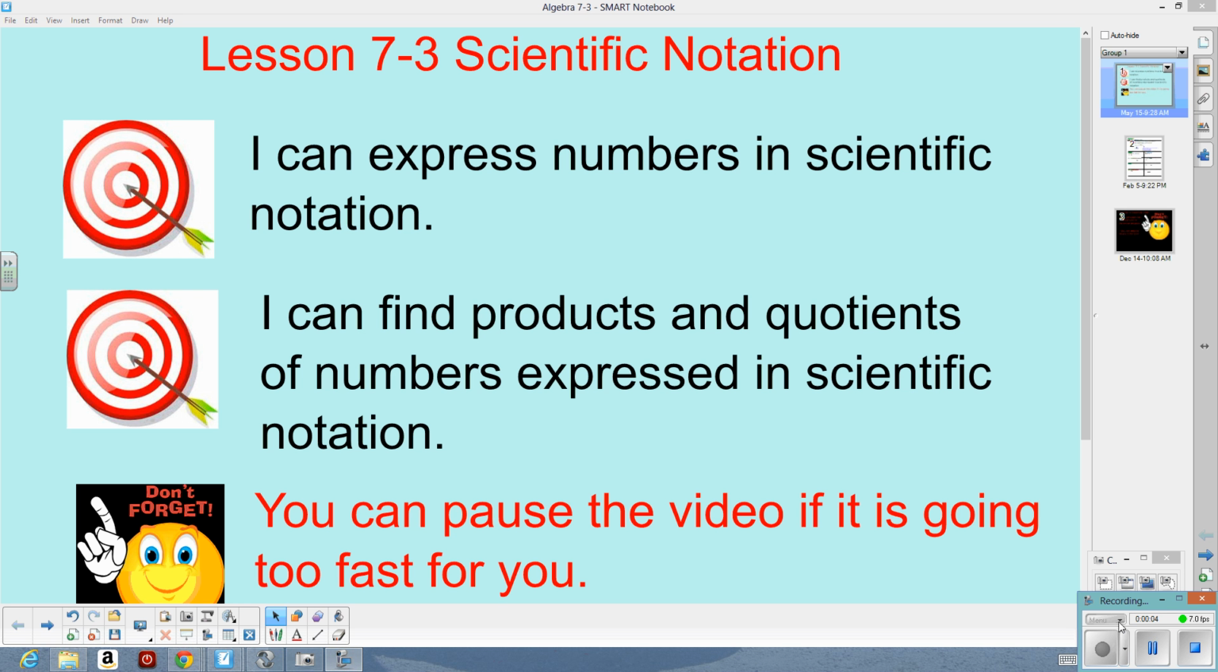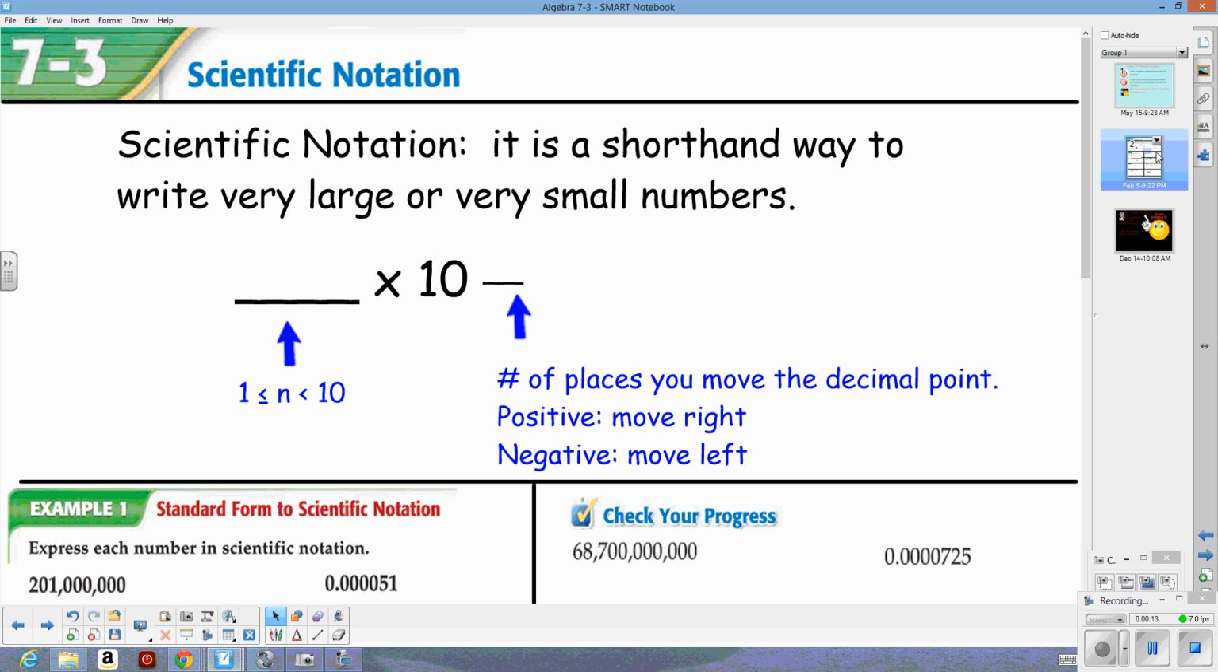In Lesson 7.3, you will express numbers in scientific notation. You'll also find products and quotients of numbers that are expressed in scientific notation. Scientific notation is just a shorthand way to write very large or very small numbers. Right here we have the recipe for what a number looks like in scientific notation.